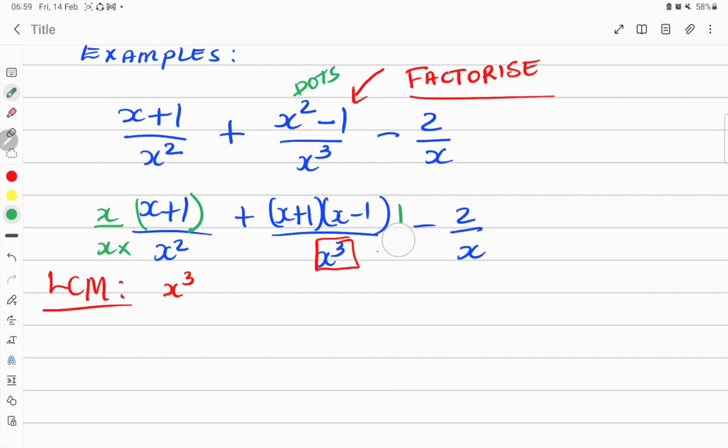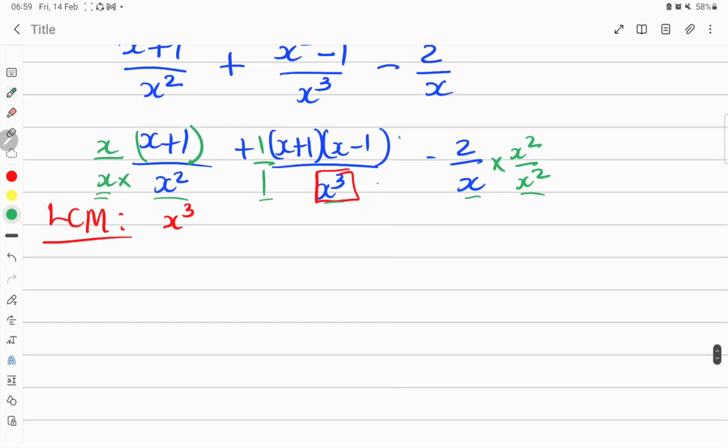And then there, I'm going to times by 1 over 1. Then there, I'm going to times by x squared over x squared. Why am I doing this? I want to obtain x cubed. x and x squared is x cubed. 1 times x cubed is x cubed. x times x squared is x cubed. That's why I'm doing it. Then I'm going to put it down there.